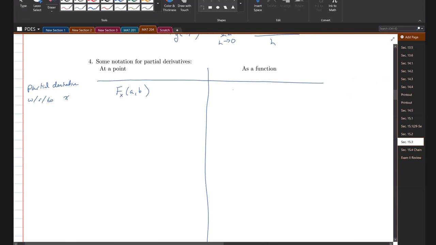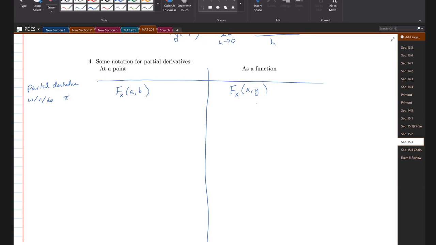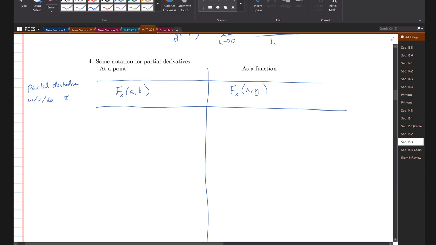So another way, if I want to talk about the partial derivative of f with respect to the variable x as a function, that's how we denote it. That's one of the two notations that we commonly use, although there are many others. Another notation that we could use is this partial notation, where we would say the partial derivative of f with respect to x evaluated at the ordered pair (a, b). So this is the same notation here.